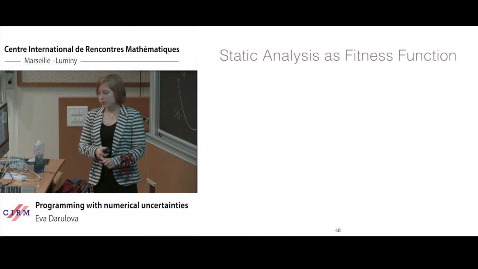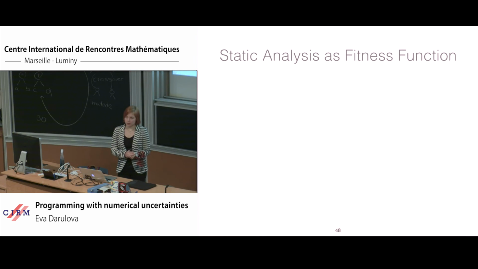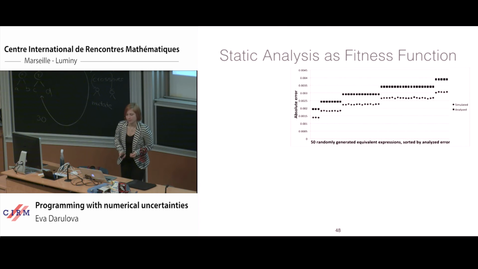However, if you want to use static analysis as a fitness function, you have to consider the over-approximations that the static analysis does. So in particular, we are now not interested in the absolute errors that the fitness function computes, but we are interested in how well it can discriminate when you have two expressions, which one has the smaller error. So you're not really interested in the absolute bounds, but just in which one is smaller.